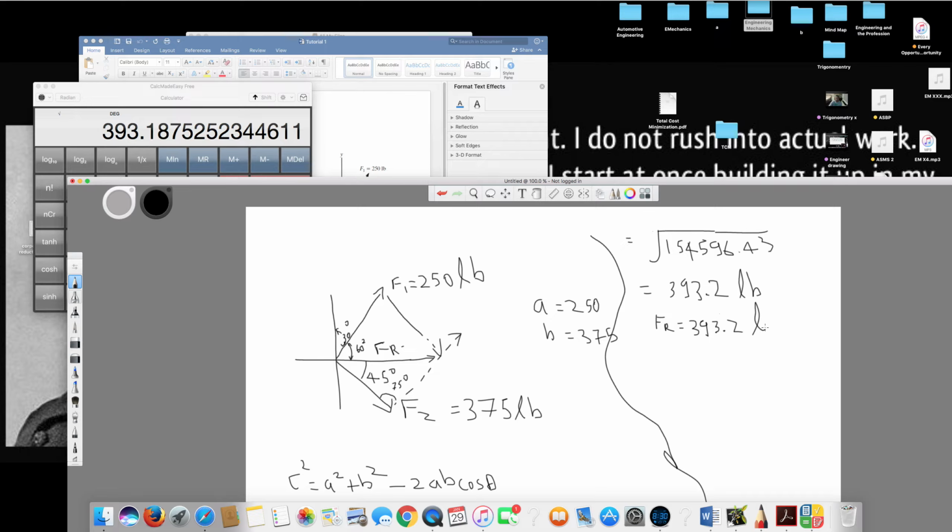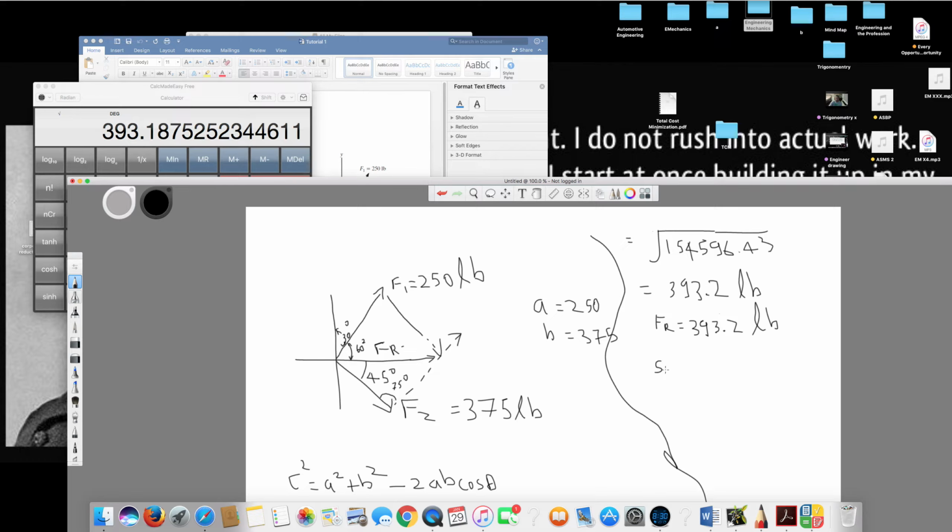But it's not over yet. Now we have to find the angle that makes the resultant force. So in order to find the angle that makes the resultant force, I'm going to use the sine law. To find this angle, we have to know two sides and one angle, right? So always we have to get the angle opposite to the resultant force. We have to use the resultant force and the angle opposite to the resultant force in order to calculate the angle. So first I'm going to use the sine law.